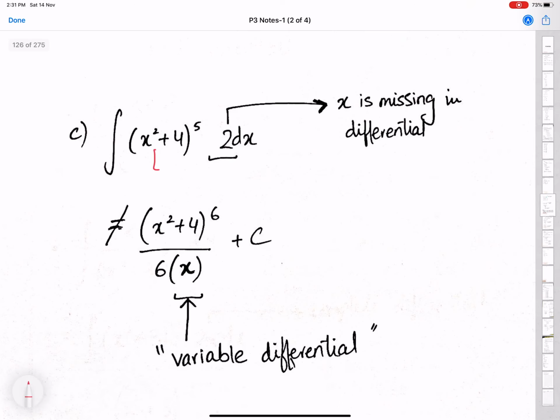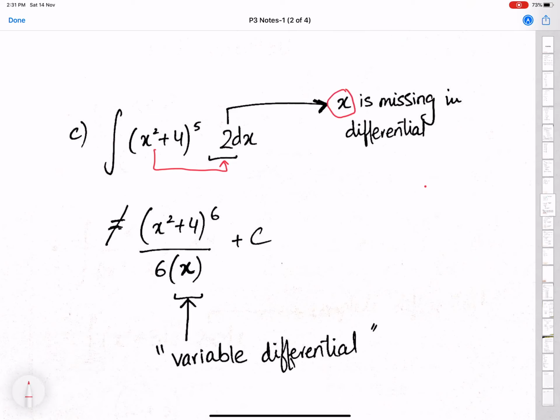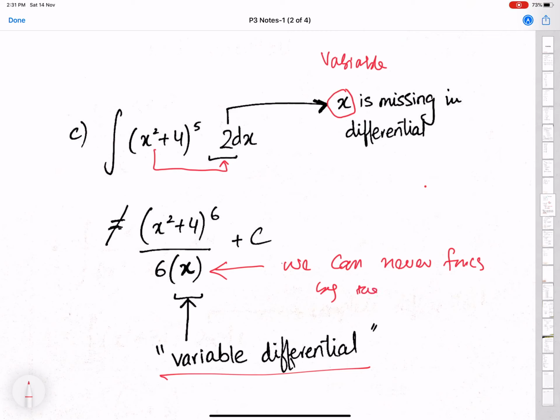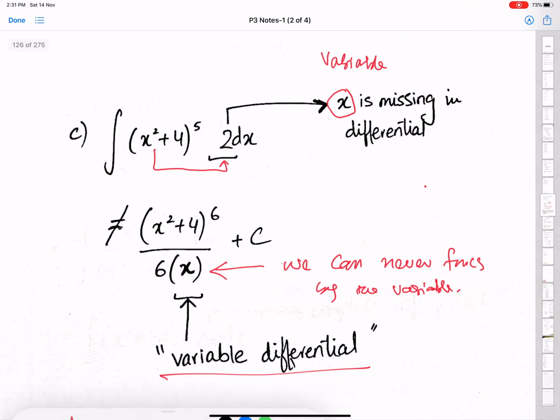If you observe this carefully, you will see the differential is 2x and x is missing. 2 is there, but x is missing. Now this is very important. x is a variable, and you know a variable can take any value including 0. So we never divide the function by a variable. This is the basic rule of maths. So we can never use basic formula 1 here. That is why I wrote the not equal sign. Don't use basic formula 1 to integrate this type of function because the variable is missing in the differential.